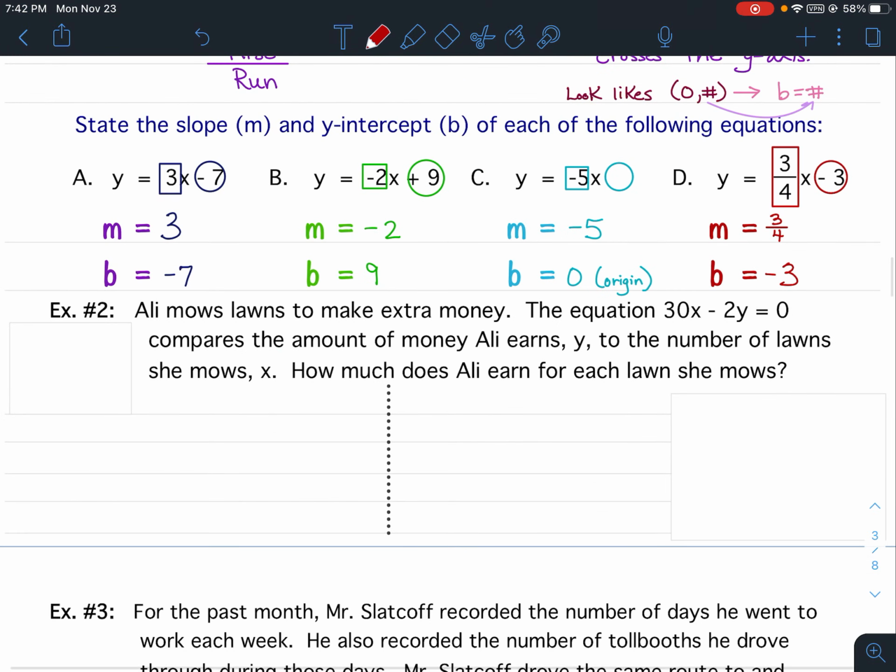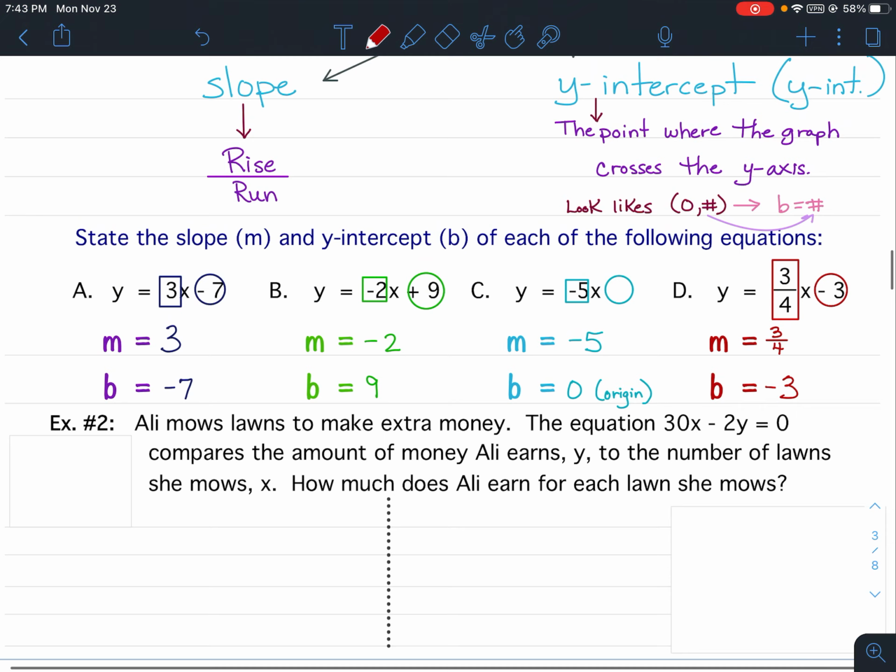So again, slope-intercept form is y equals mx plus b. I would say that to yourself over and over again. Slope-intercept is y equals mx plus b, where m is the slope and b is the y-intercept. Your slope is your rise over run, and your y-intercept is where the graph crosses the y-axis.